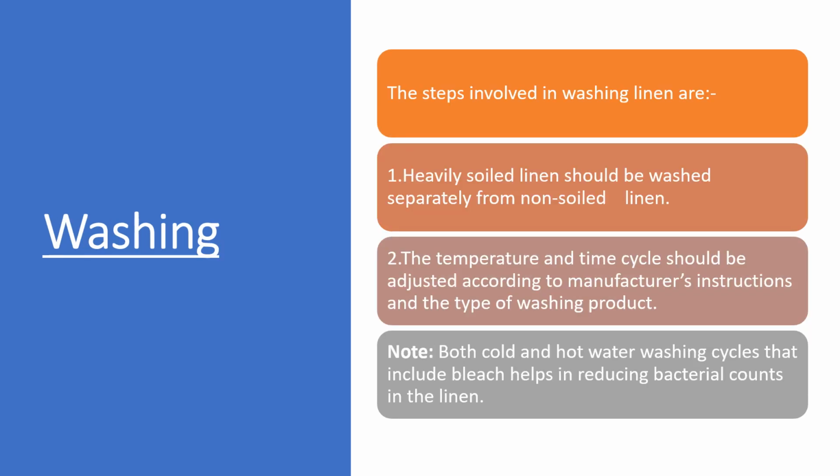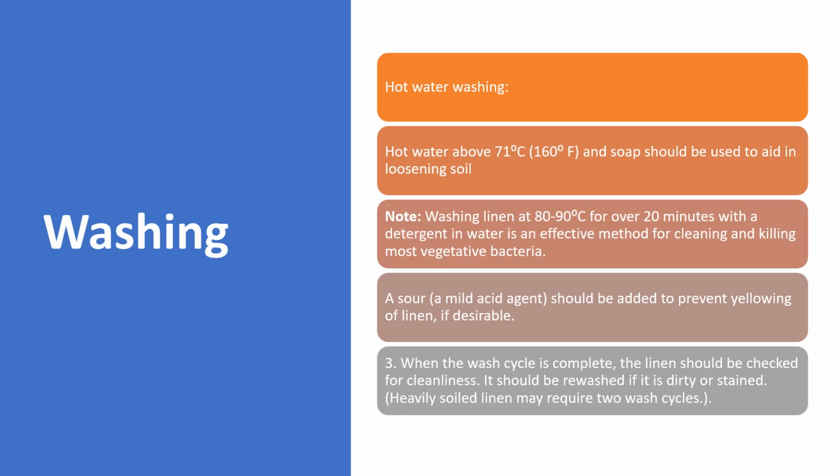Steps involved in washing linen: heavily soiled linen should be washed separately from non-soiled linen. Temperature should be adjusted according to manufacturer instructions. Both cold and hot water washing cycles that include bleach help in reducing bacteria. Water washing and soap should be used to aid in loosening the soil. Washing linen at 80 degrees Celsius for 20 minutes with detergent is an effective method for cleaning and killing most vegetative bacteria. A sour or mild acidic agent should be added to prevent yellowing of the linen.